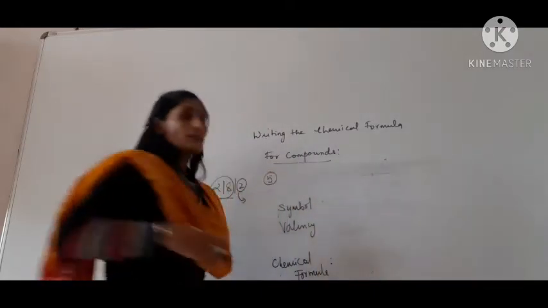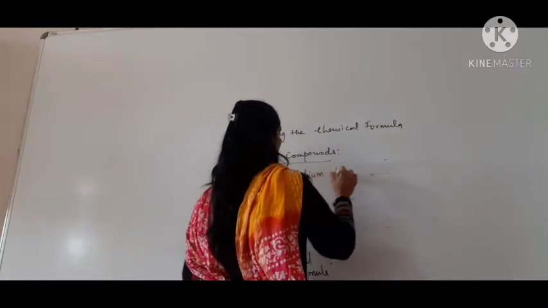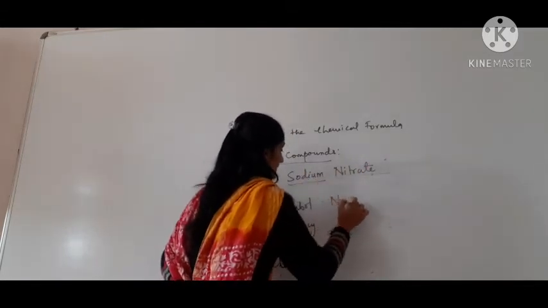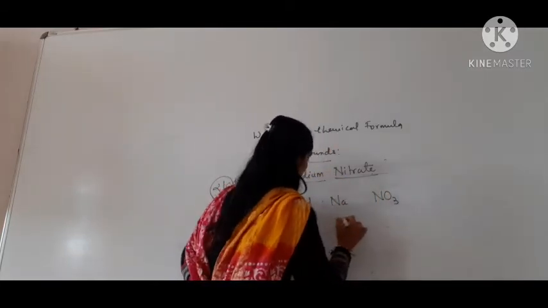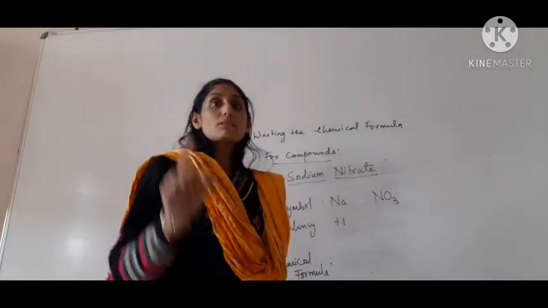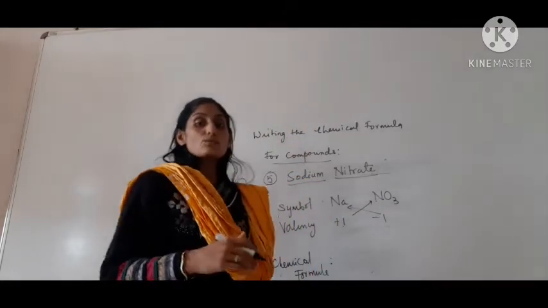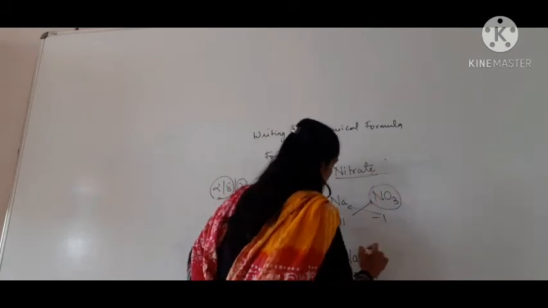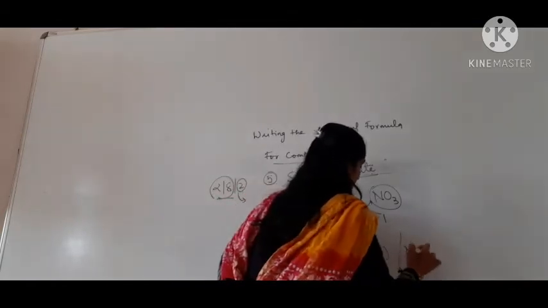Now again we are making the formula, for the fifth one, sodium nitrate. The symbol of sodium is Na, and nitrate has 1 nitrogen and 3 oxygen atoms. So Na has valency +1, NO3 has valency -1. We cross multiply the valency. Here the charge is less than +2, so there is no need to write the polyatomic ion in a small bracket. Because the valency is less than 2, the formula you can write is NaNO3.